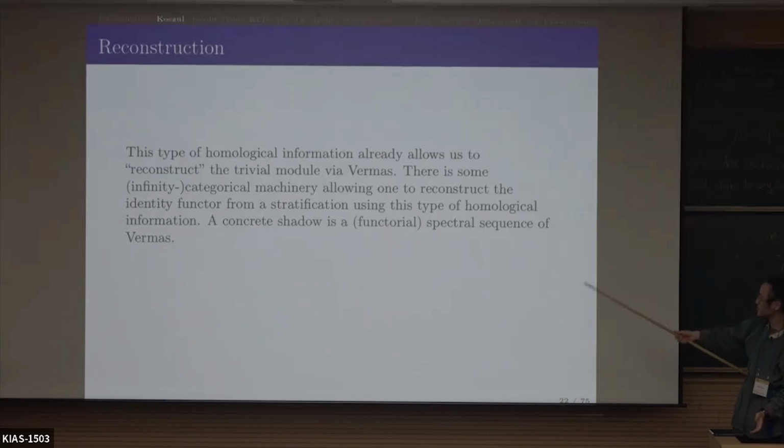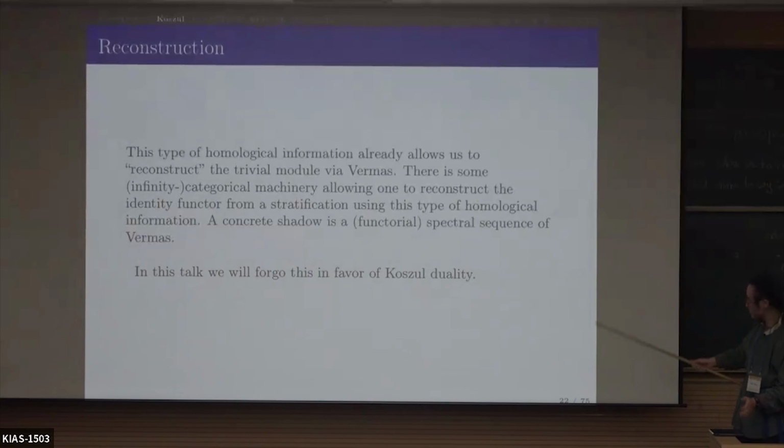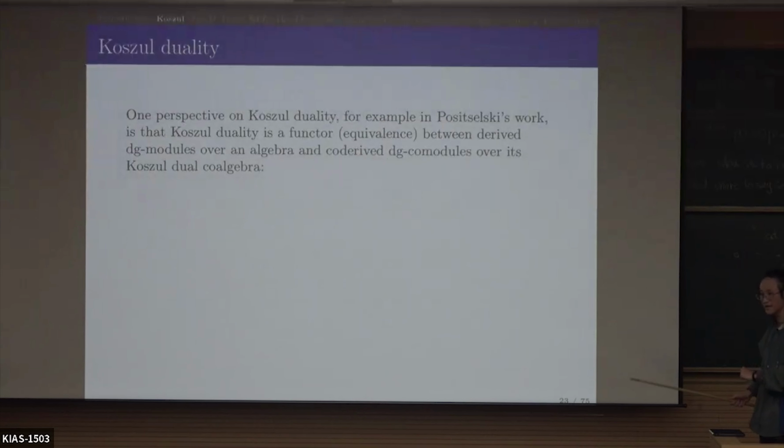A concrete shadow of this technique is that you get some sort of functorial spectral sequence built out of Vermas that converges to whatever you want. For example, the trivial module. For today's talk, we will forego this discussion in favor of Koszul duality. So now let me talk about Koszul duality.